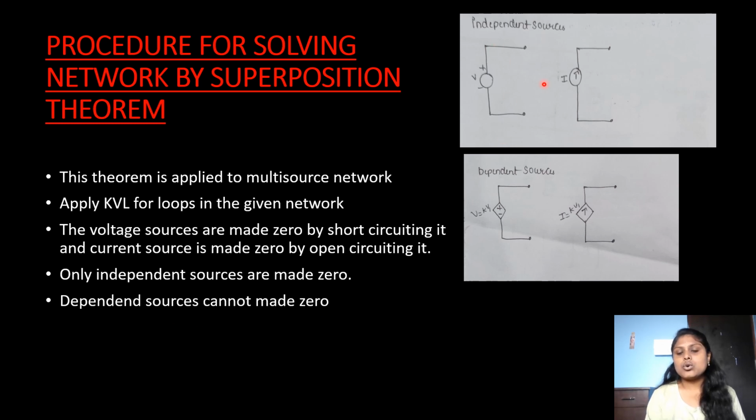Independent sources we have represented like this. This is a voltage source and this is a current source. Independent sources depend on themselves and supply their own energy. Dependent sources depend on other components, and they are represented by a diamond shape. So let us move on to the problem.